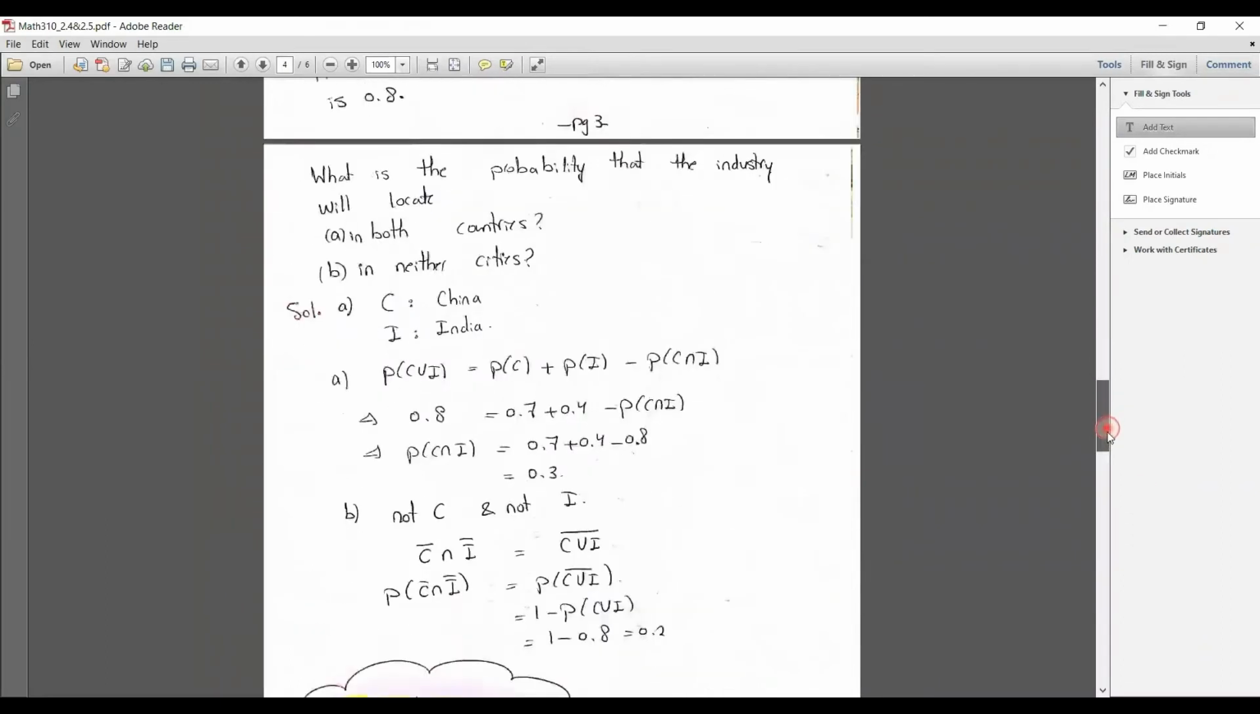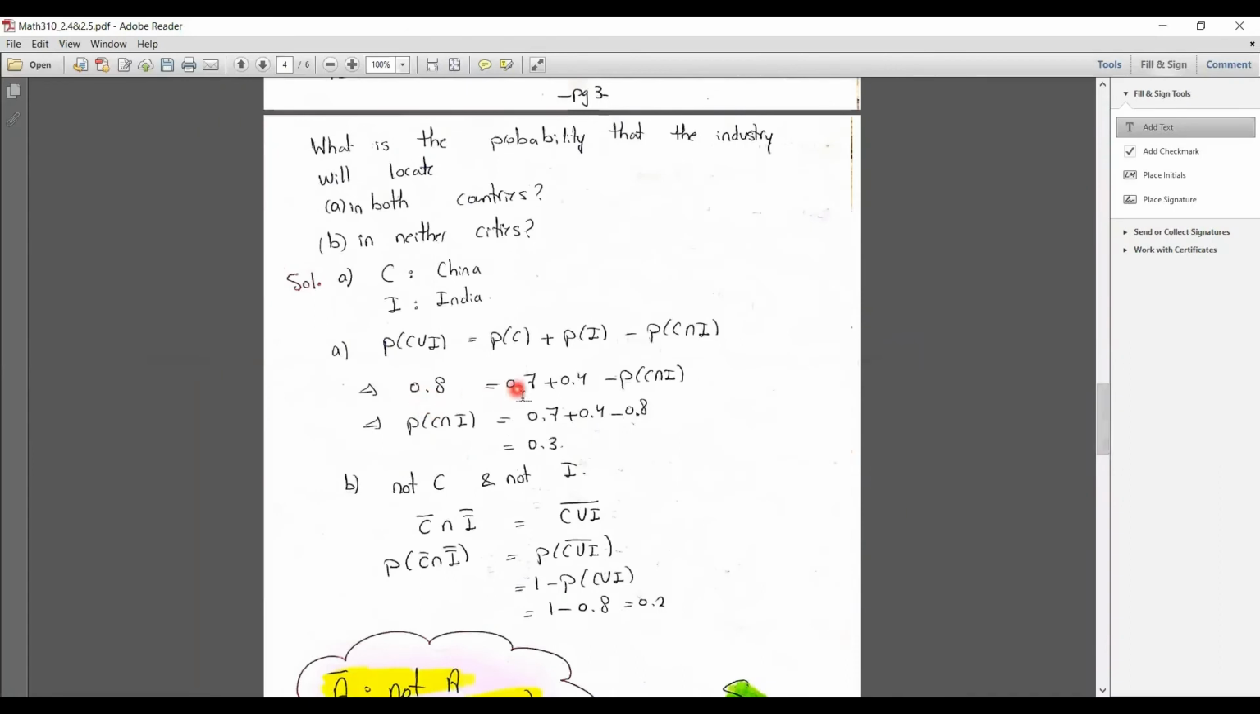Let's substitute. So we're going to get 0.8 is equal to 0.7 plus 0.4 minus this one. This one is the unknown here. So bring it to the other side. We're going to get 0.7 plus 0.4 minus 0.8, which is 0.3.